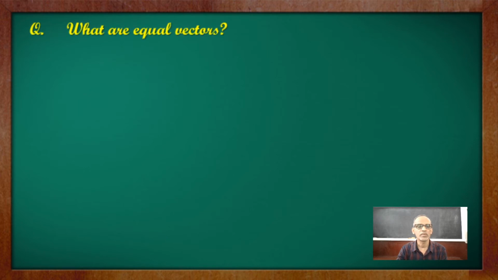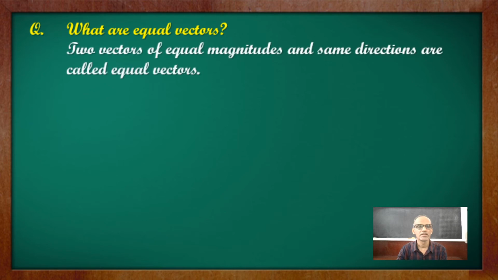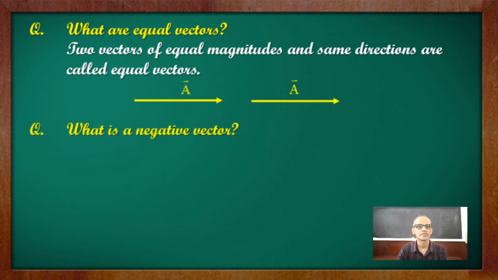What are equal vectors? Vectors having the same magnitude and the same direction are called equal vectors. You take vector A acting towards the right. You take one more vector having the same magnitude acting along the same direction. Now these two vectors can be called equal vectors. Here you can see the magnitudes are the same and the direction is also the same. So that's why they are called equal vectors.